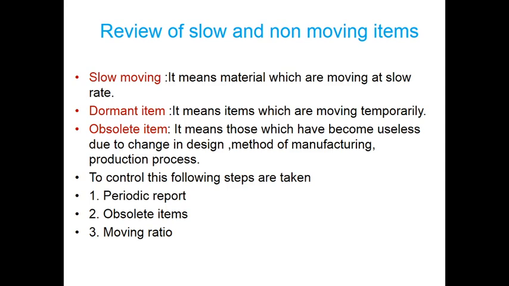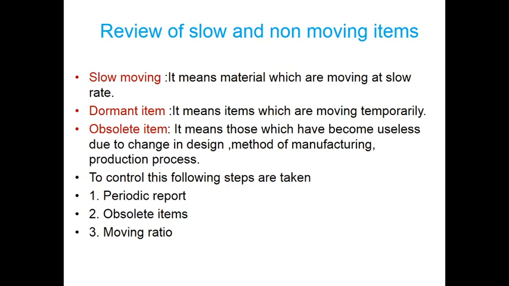Then the last one is the moving ratio. In this method, a ratio is found out for particular items which move slowly, or dormant items, or items that have become dead stock, and this ratio includes the turnover of that material. For example, this ratio contains how much quantity of goods was purchased at a particular date and how much quantity of goods sold at a particular date, and from that we find out the turnover ratio of that particular item.